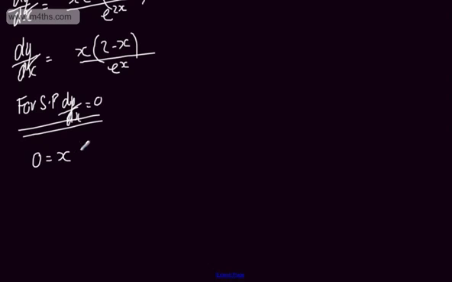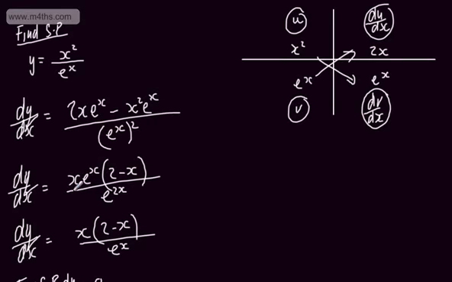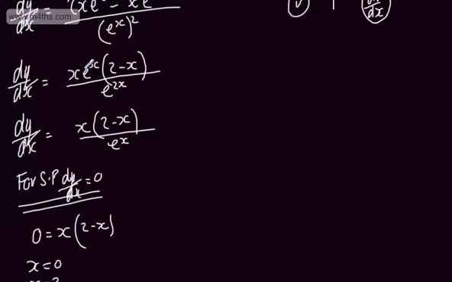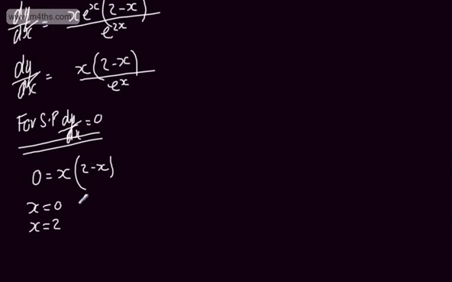So 0 will be equal to x, and then we'll have 2 minus x. So this tells me that x would be equal to 0 as an x coordinate, or 2 minus x would be equal to 0, which would give me now that x is 2. So if we consider now when x is 0, if we sub this back in, we can see now that y would be 0. So 0 squared over e to the 0. E to the 0 is 1, and 0 over 1 is going to give us 0. So we could say if x is 0, then y is equal to 0. So we've got the first point, which I'll just call point A, and that's going to be 0, 0. So that's going to be the origin.